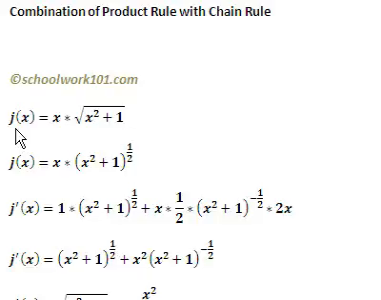Hey, we're going to be taking the derivative. I'm calling my function small j here. And we're going to be looking at a combination of the product rule with the chain rule. And so we've defined our j of x as x times the square root of x squared plus 1.